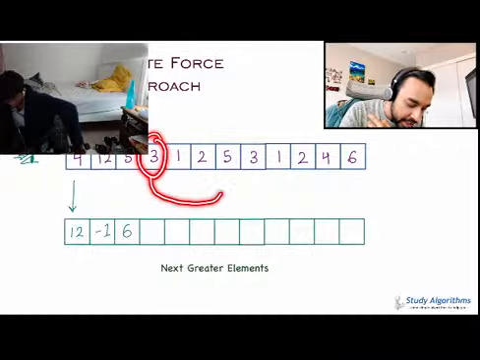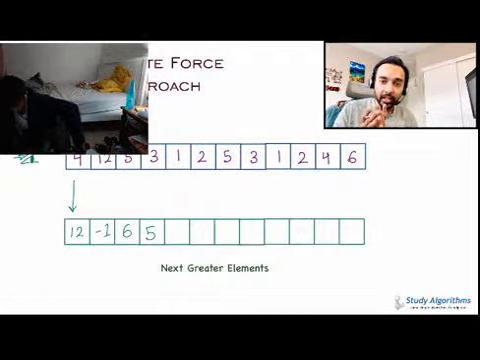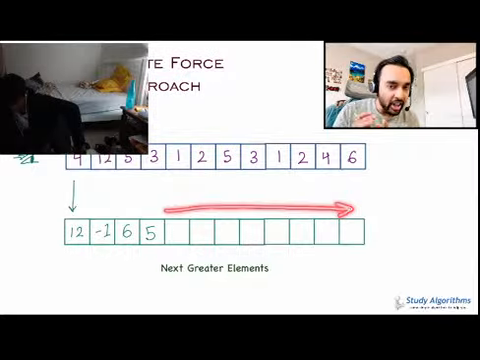Similarly, for element number 3, the next greater element will be this 5, correct? So you are going to write down 5 over here, right? This is how you can go on filling this entire array, right? Try to do it as an exercise on your own.